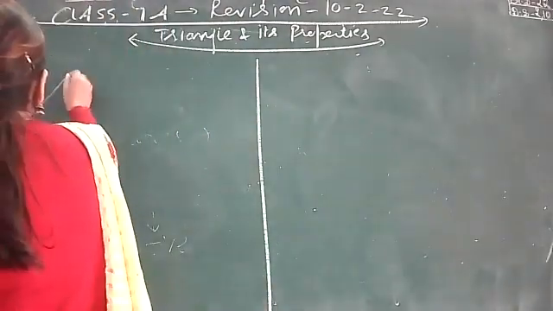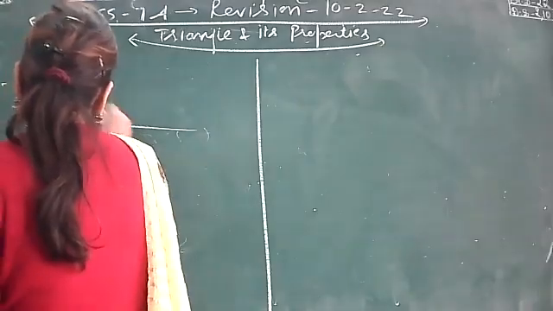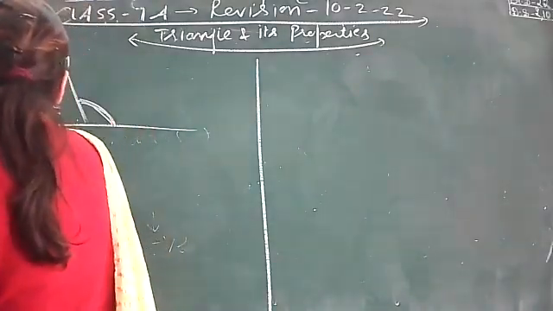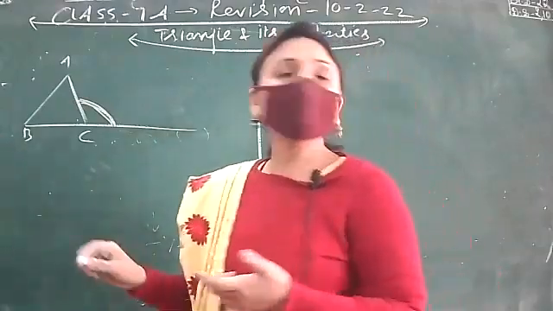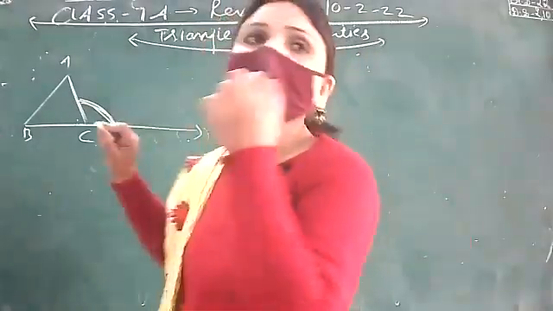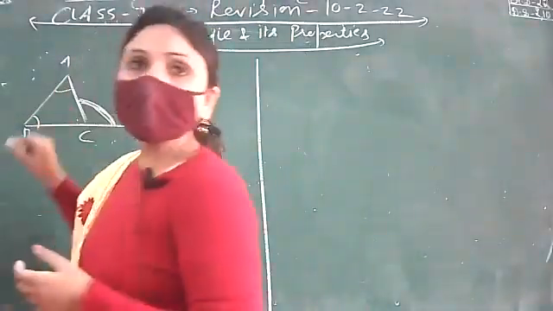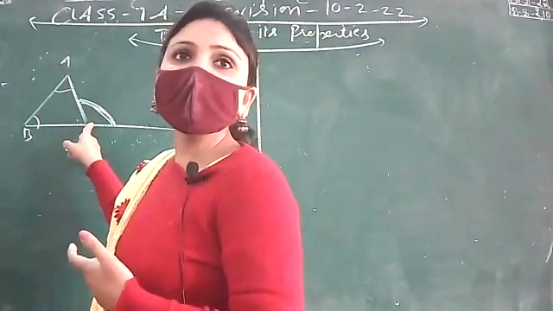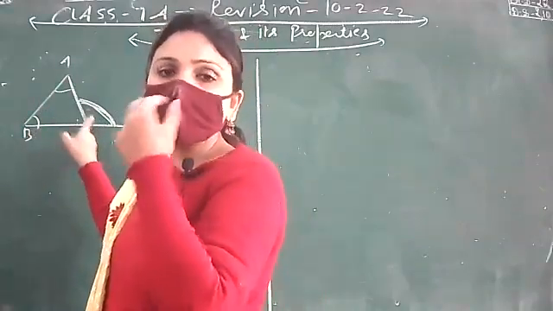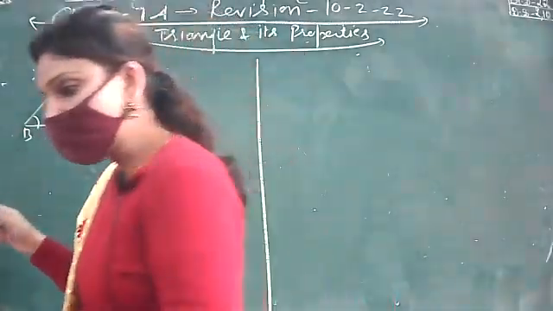If you have the exterior angle of a triangle to be an obtuse angle like this, exterior angle of the triangle अगर आपके पास obtuse हो, then what can you say about the opposite interior angles? They must be, both of them must be acute. Obtuse means less than 180, right? And their sum should be acute. Both of them should be acute.